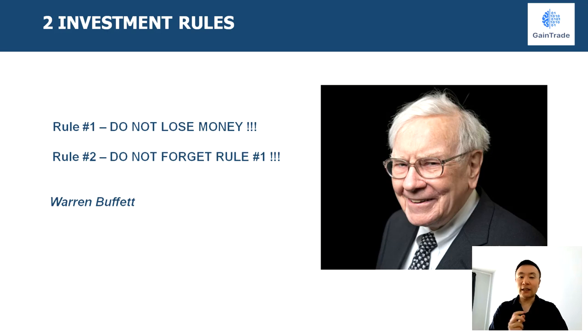In fact, one of the most successful investors in the world, Warren Buffett, has two investment rules that he follows religiously. His rule number one is do not lose money. His second rule is do not forget rule number one. You see, Warren Buffett's investment goal is actually not to lose money, and once he achieves that, this allows him to generate profits on his investments. It just shows you how important managing and minimizing risk is in making money.